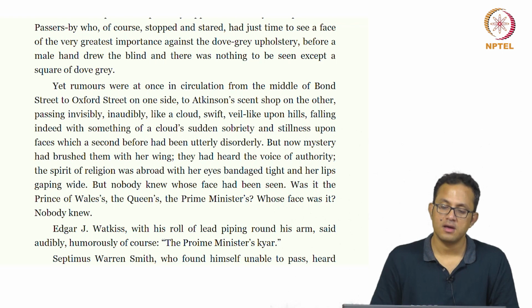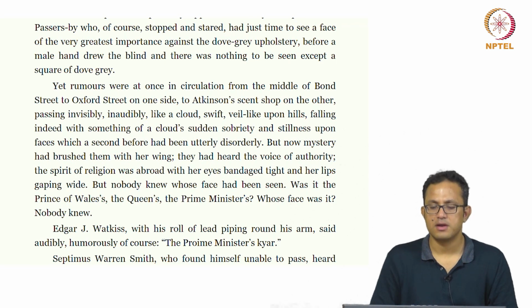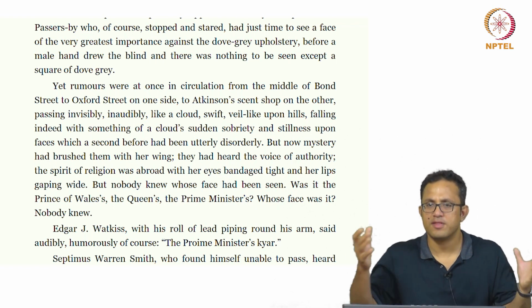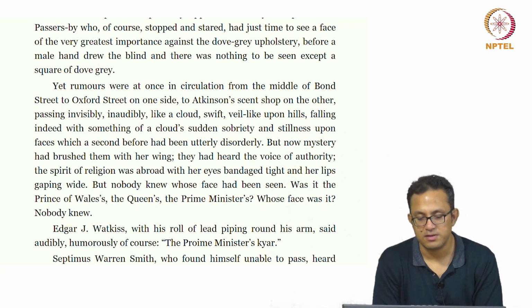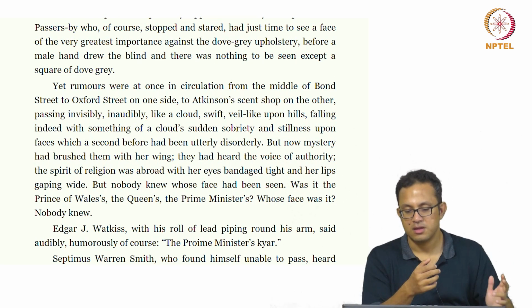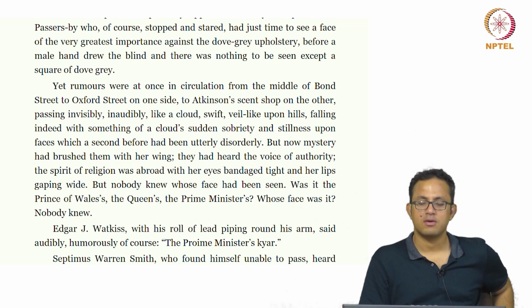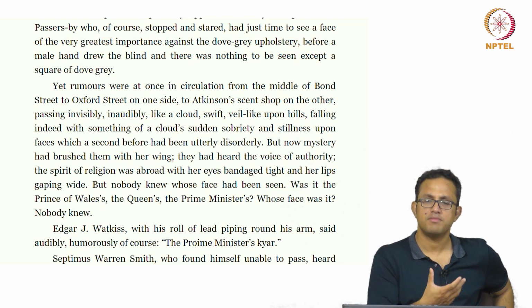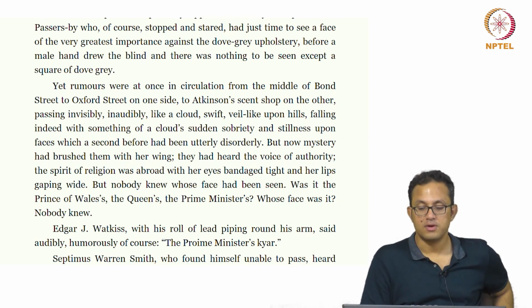So again, this is the very contagious quality of gossip, of rumors which are in circulation. They just spread like clouds across vales and hills. So it's almost like a Wordsworthian quality about how rumors spread across the city. So there was talk about people seeing someone of importance, but no one quite knew who exactly the person was. And there were all kinds of speculations made. Was it the Prince of Wales? Was it a Queen's face? Was it a Prime Minister's face? Nobody knew.